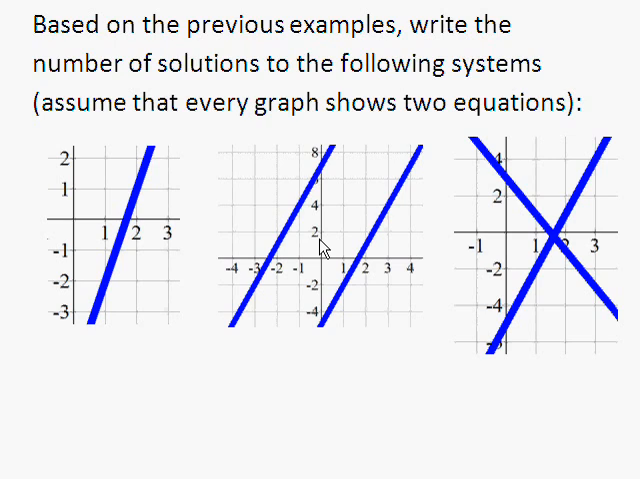Based on the previous examples that we just got through working, please tell me how many solutions each one of these systems contain. Pause the video, write down your answers, and press play when you're ready to see the answer. The first one, we're assuming it represents two different lines, one on top of the other. So this one would have infinite solutions.